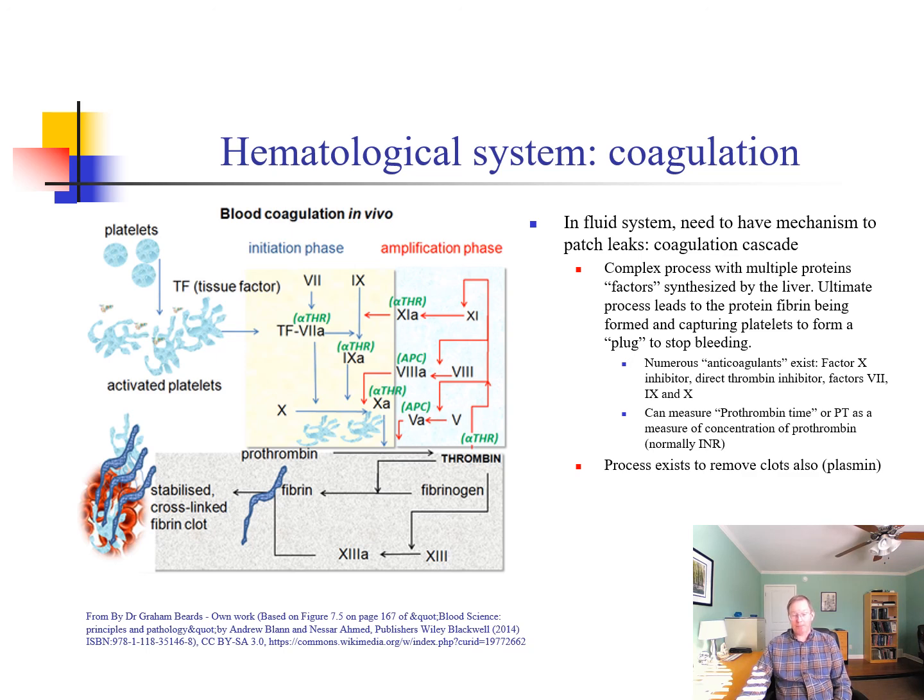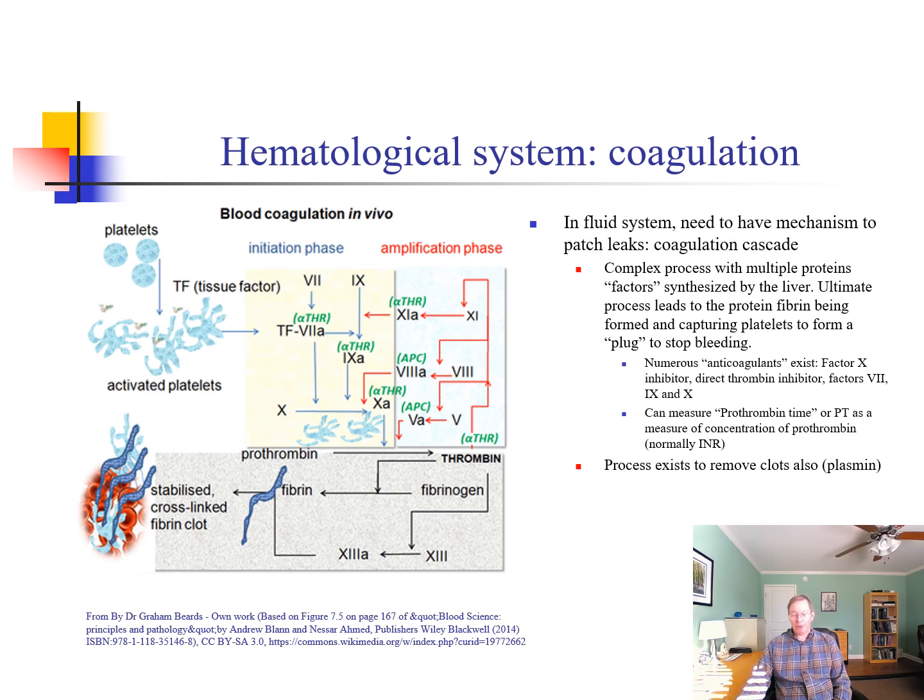I also have a process to remove clots. There's a molecule called plasmin, which will go around and do this. And normally my rate of clotting and rate of removing clots is equal. But if I open up a blood vessel, then it will actually tip that balance to forming a clot.